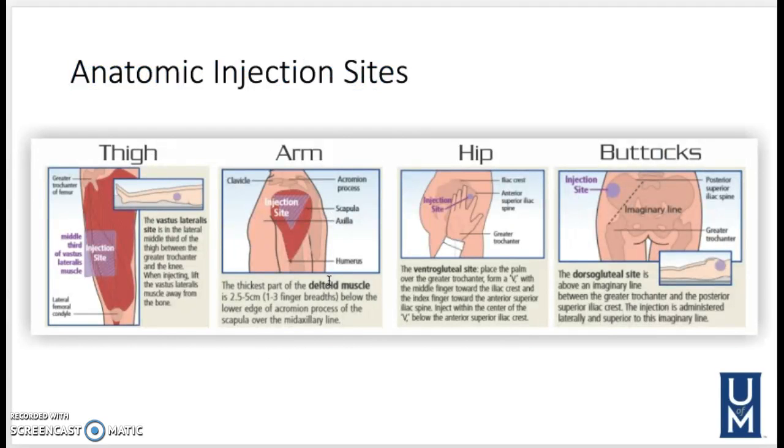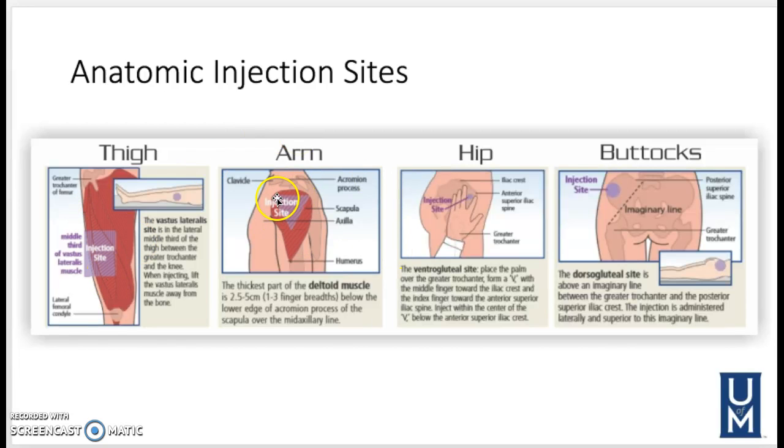So all of those were just words for you guys. I'm sure you're like, wait, where are all these sites? So here is a picture for you. The vastus lateralis that we were just talking about, that thigh. Again, 1 hand breadth here, 1 hand there, 1 hand below the hip. This is our sweet spot. That's where in the thigh you can give that injection. Middle third of the vastus lateralis muscle, right here.